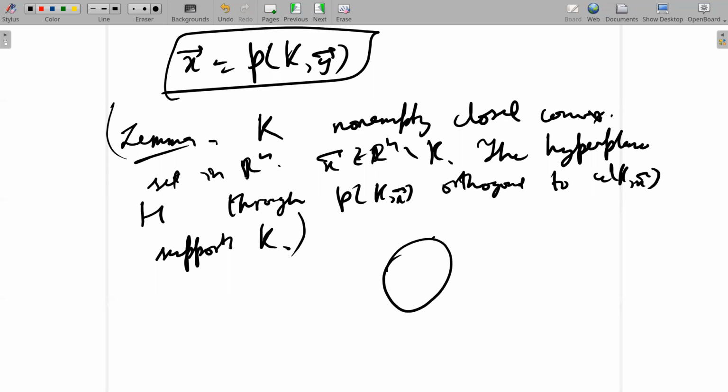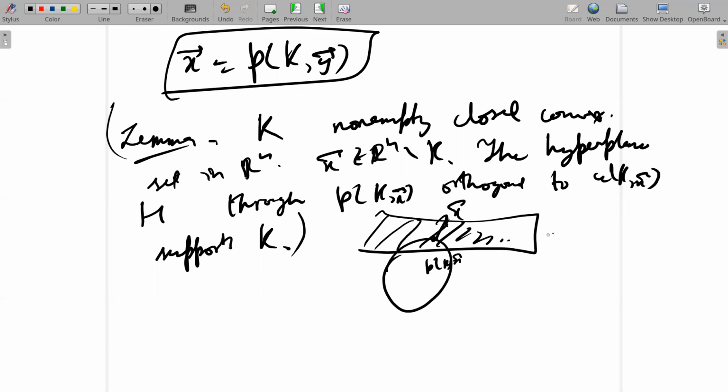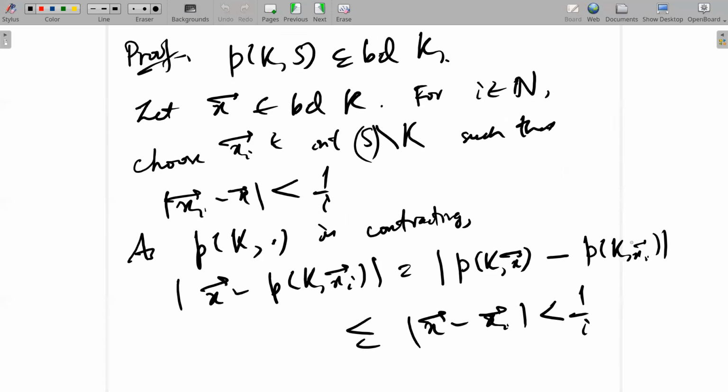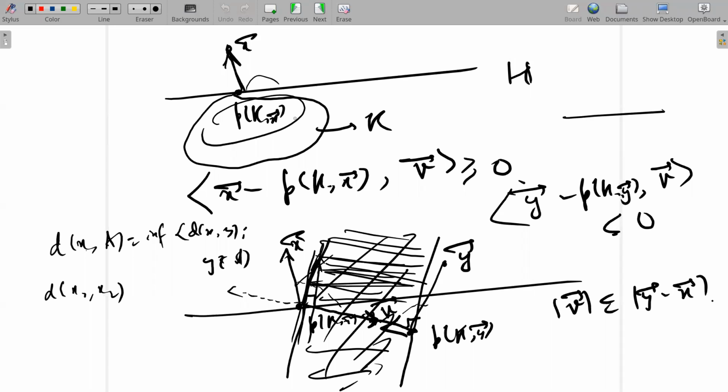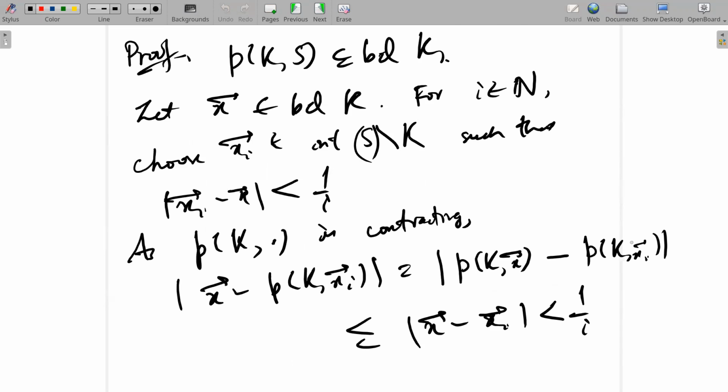So if this is the convex set and I take arbitrary X and I have this PKX, then if I just take things that are perpendicular to this vector and containing PKX, that will be a supporting hyperplane. In fact, we have used this fact in the proof here, to show that whatever hyperplane we got here, the angle will be bigger than that. But yeah, we'll revisit it.